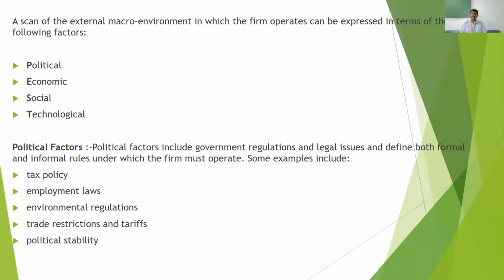The political factors include the government regulations and legal issues and define both formal and informal rules under which the firm must operate. Some examples include tax policy, employment laws, environmental regulations, trade restrictions, tariffs, and political stability. They are called political factors. So political factors include the government rules and regulations, which create both formal as well as informal rules under which any company must operate.